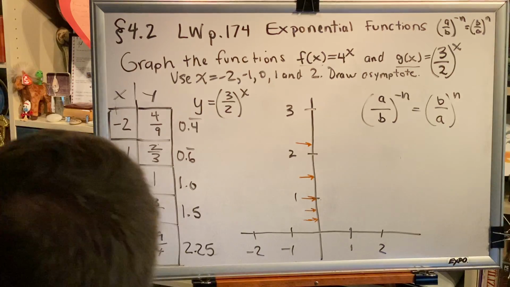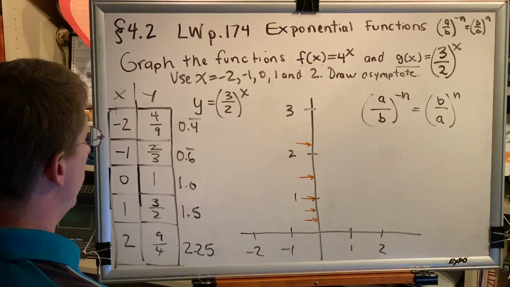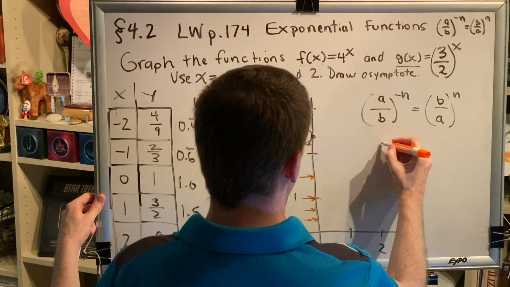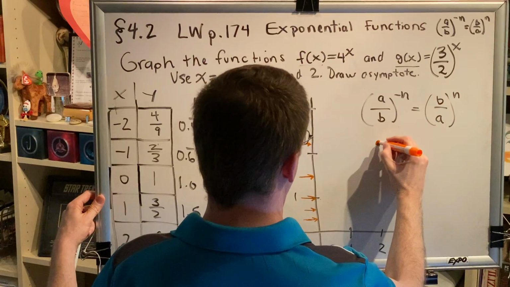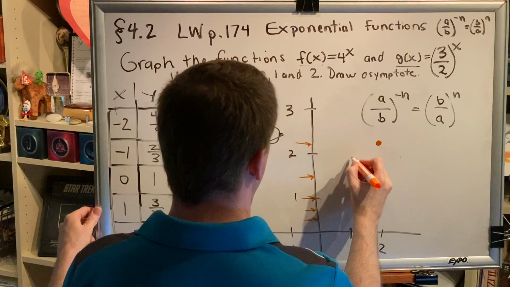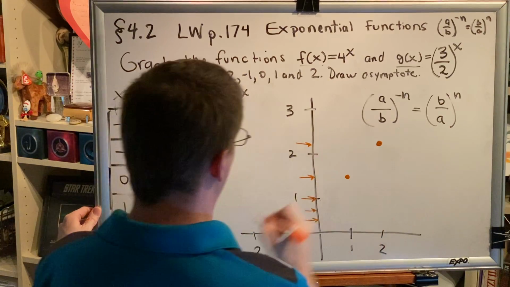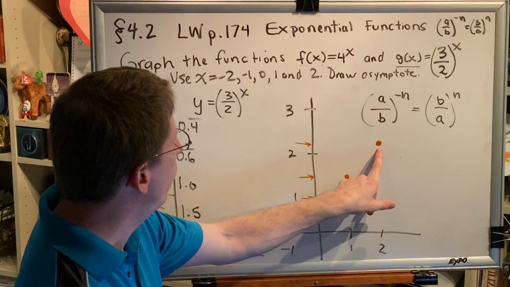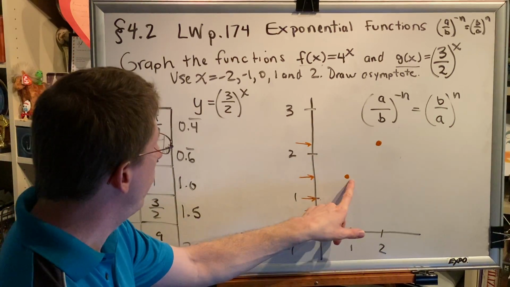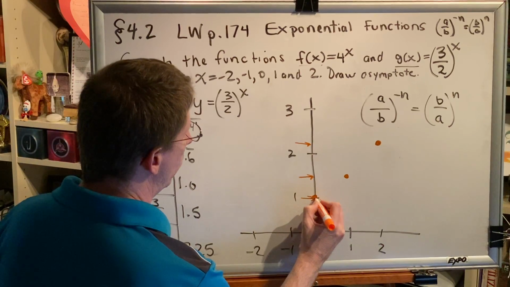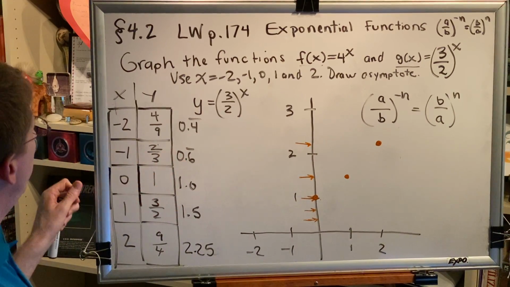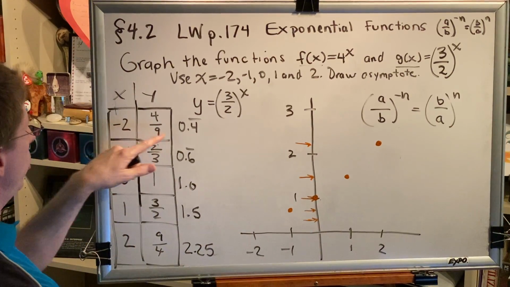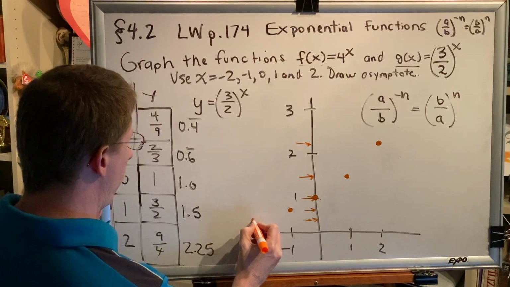All right, so with that in mind, now we should be able to plot all of our points. Let's begin. So 2, 9/4 is about here. 1, 3/2 would be approximately here. I could use the decimal values when I say these. 2, 2.25 would be about here. 1, 1.5 would be here. 0, 1 would be here. -1, 0.6 repeating would be approximately here. And -2, comma 0.4 repeating would be approximately here.